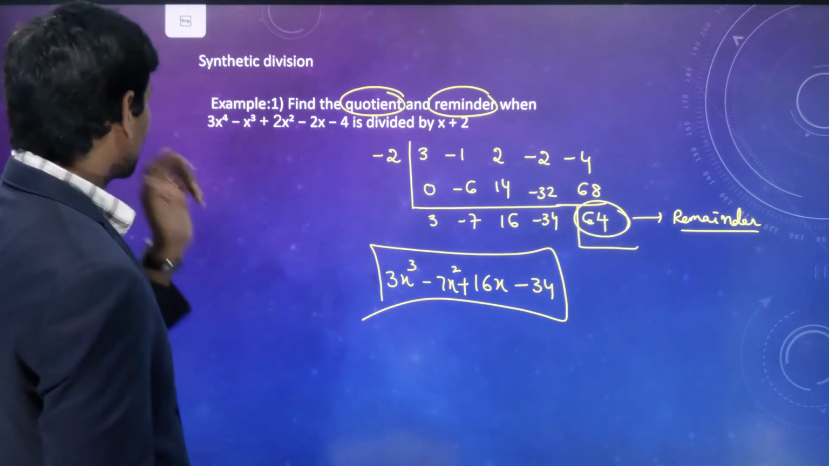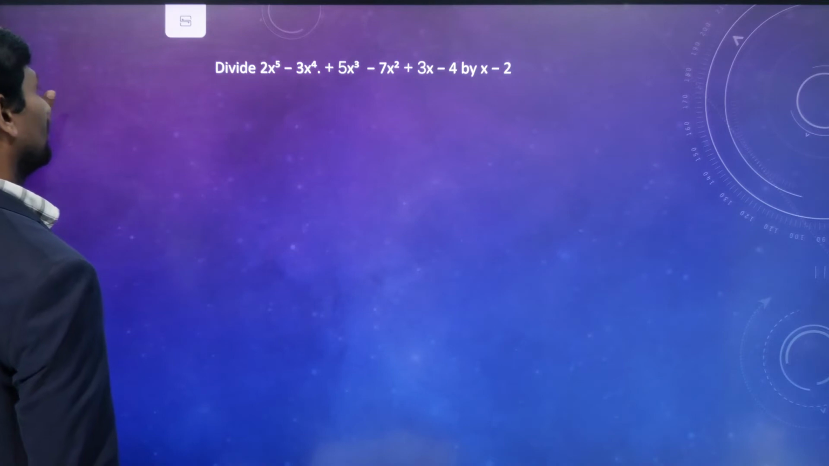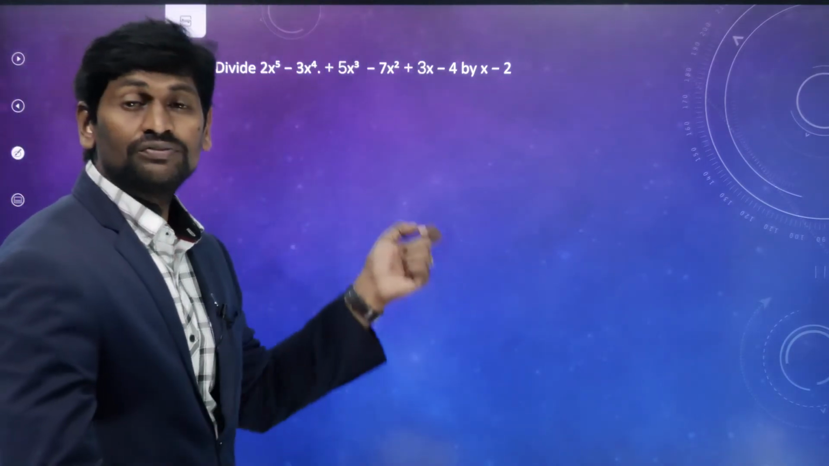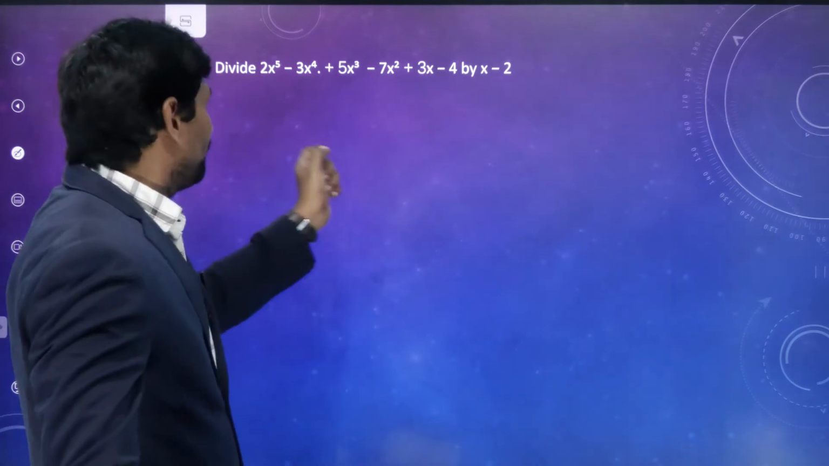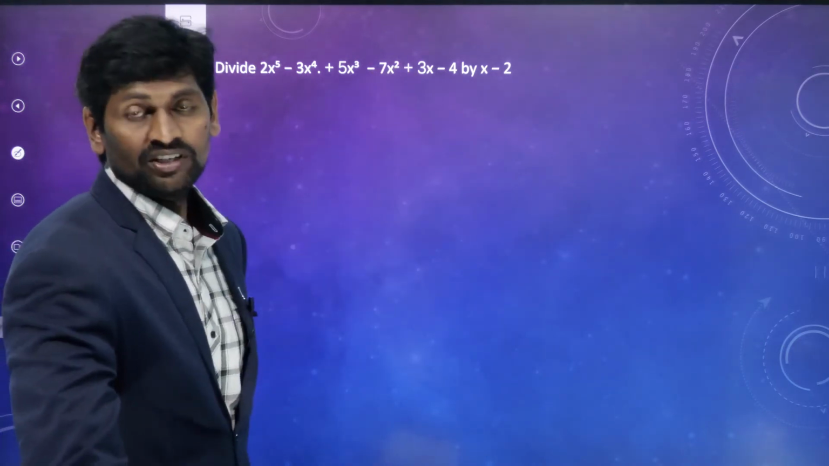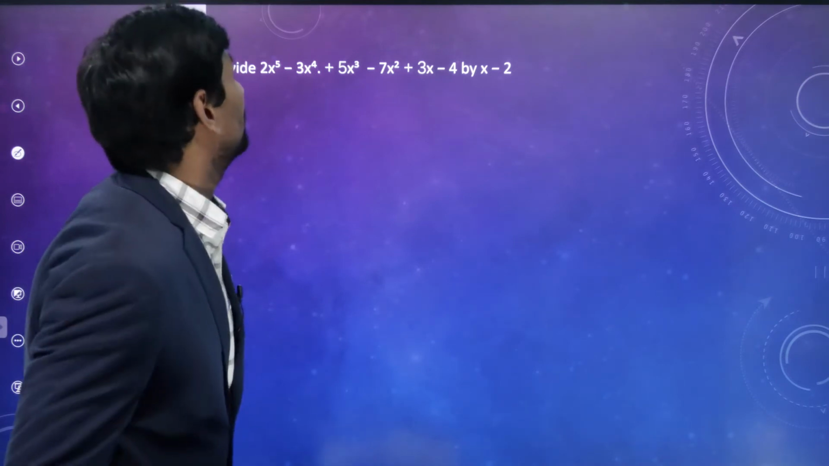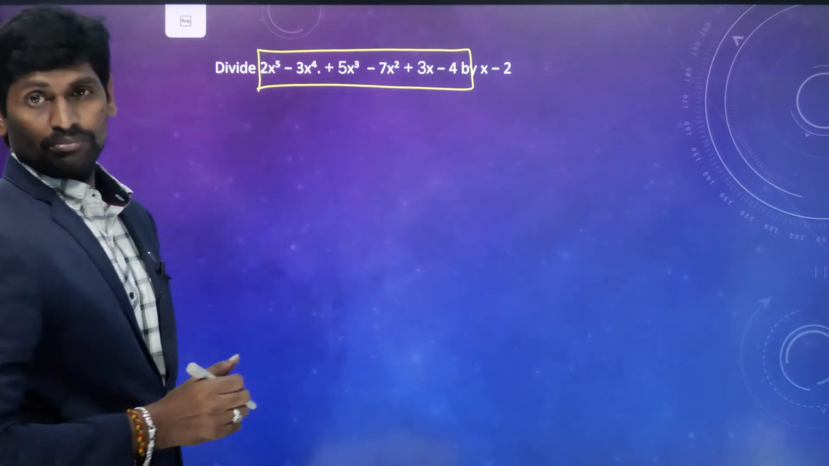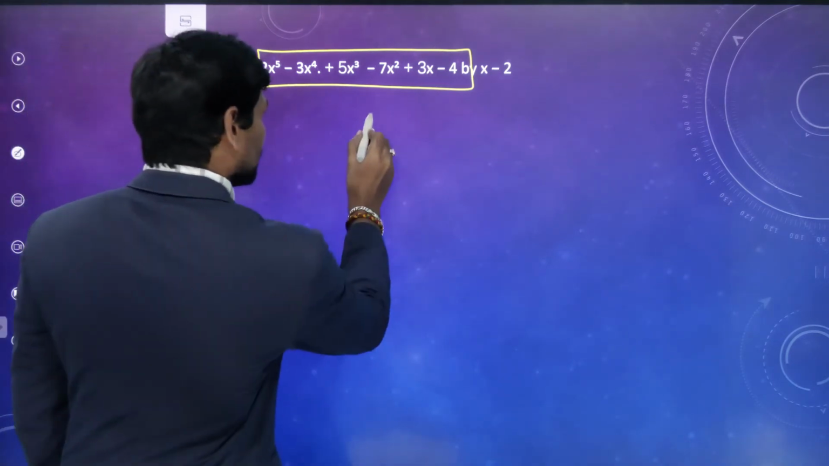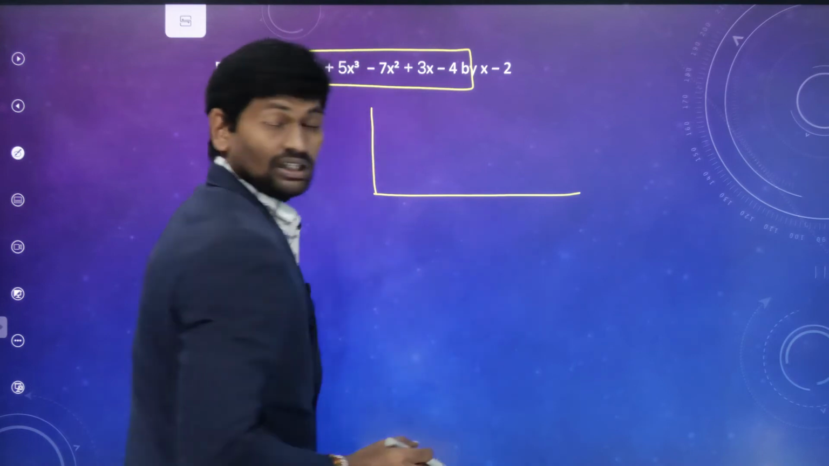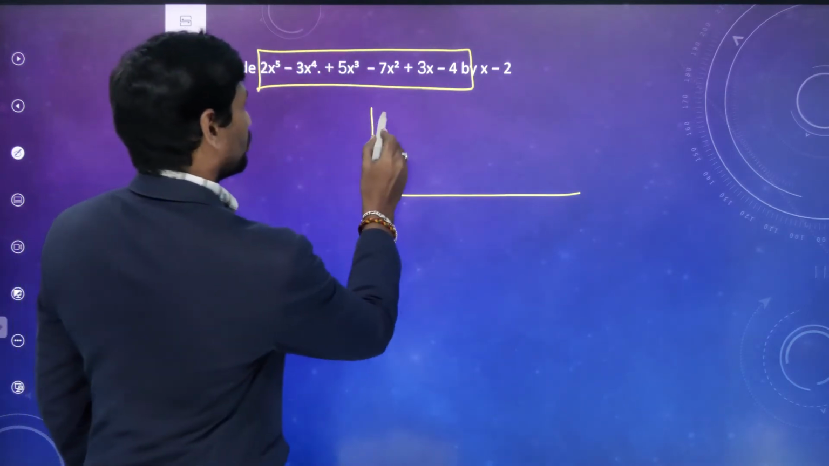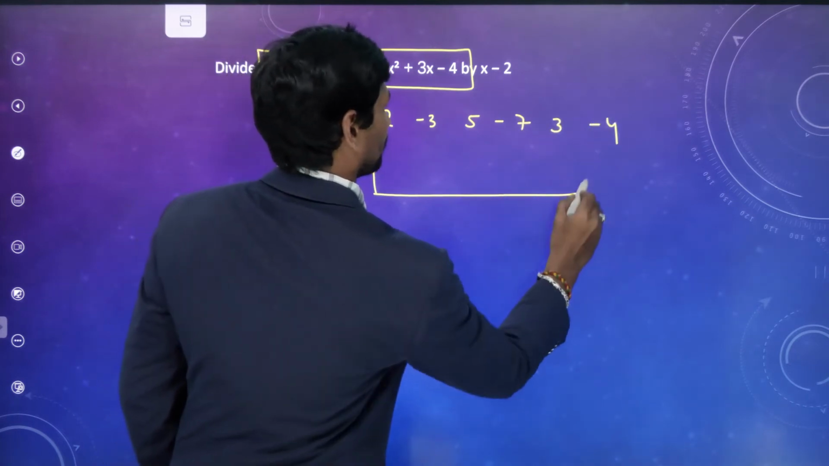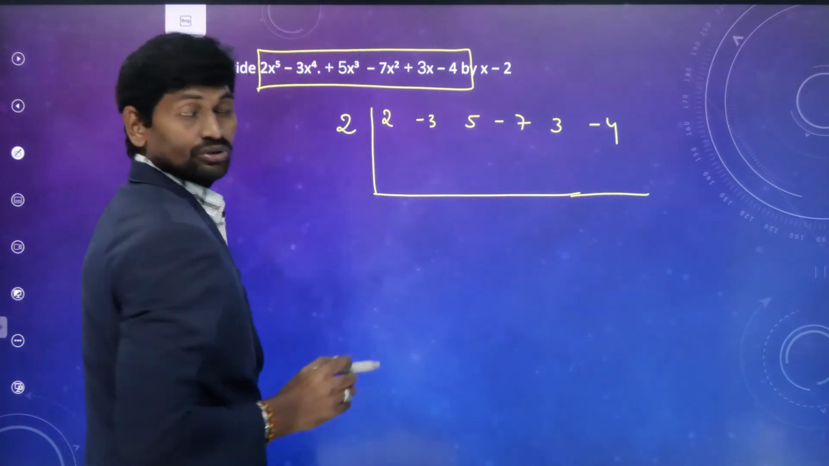Let us go to the next question. Now a fifth degree polynomial is given. If it is divided by x minus 2, we need to identify the quotient, again by synthetic division. I am writing all the coefficients here: 2, minus 3, 5, minus 7, 3 and minus 4. So 2 will be the solution.